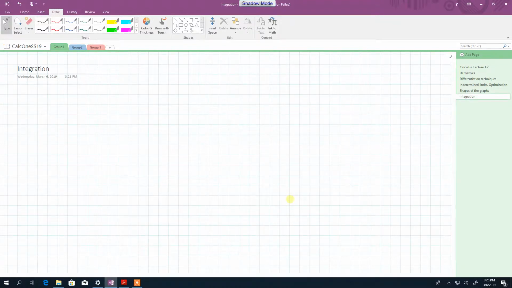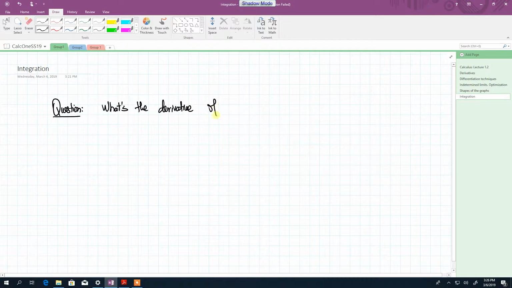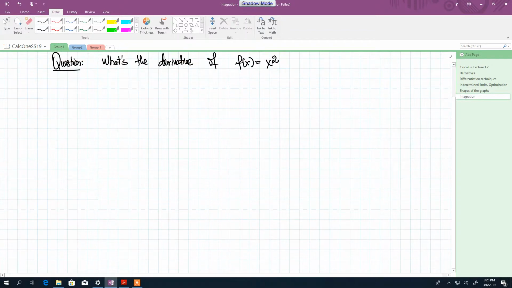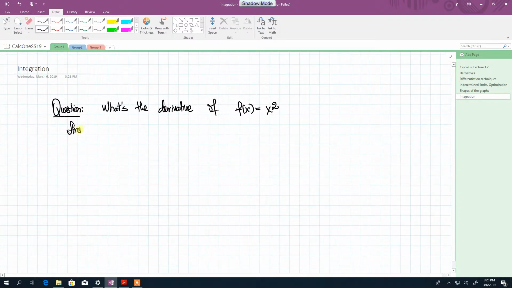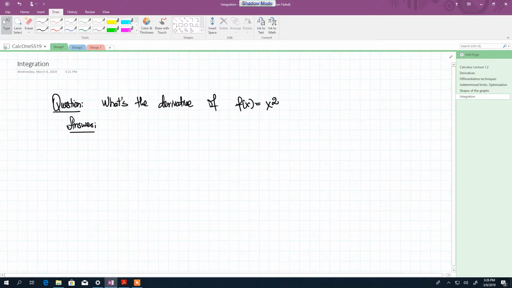So before we start the integration, we need to first of all get familiar with the antiderivatives, right? So we will ask the question like this. If I ask you the question, hey, what is the derivative of f of x is equal to x squared, for example? What will you answer me? You will tell me, hey, the derivative of this function is equal to 2x, right?